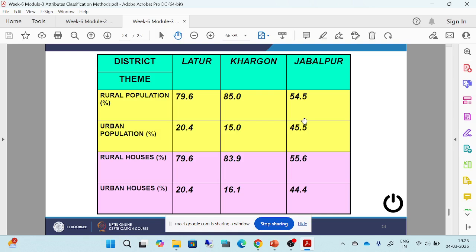So 79% or 80% rural houses in Latur led to the death of around thousands of people in that area. But if a similar earthquake had happened in Khargon, even more people would have died because the rural house number is more in Khargon.